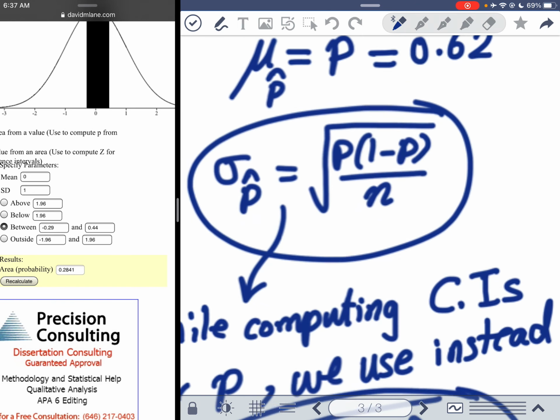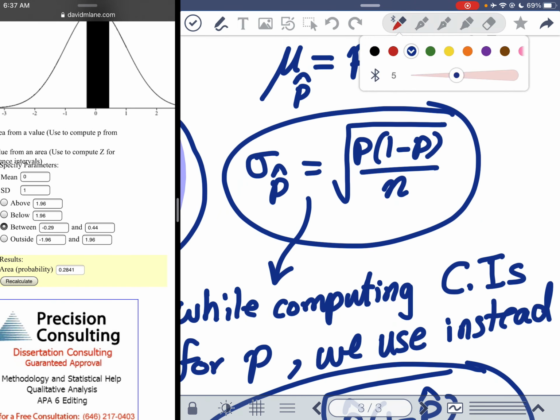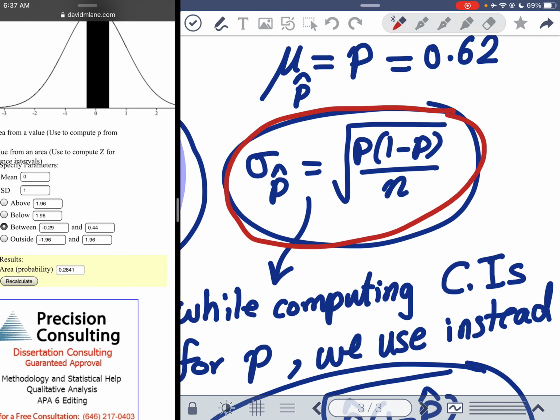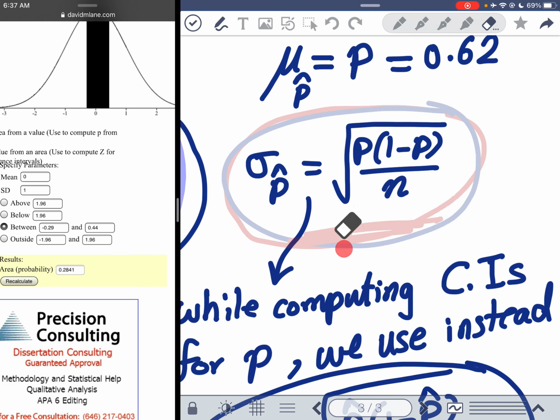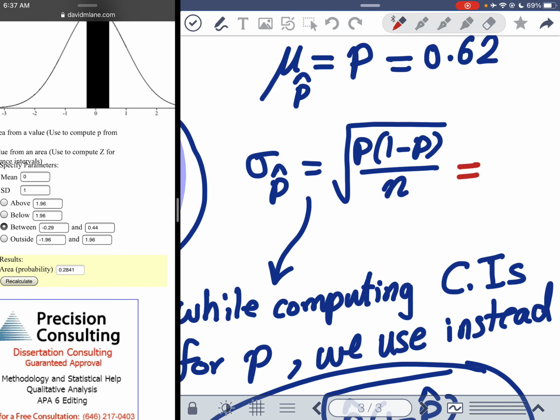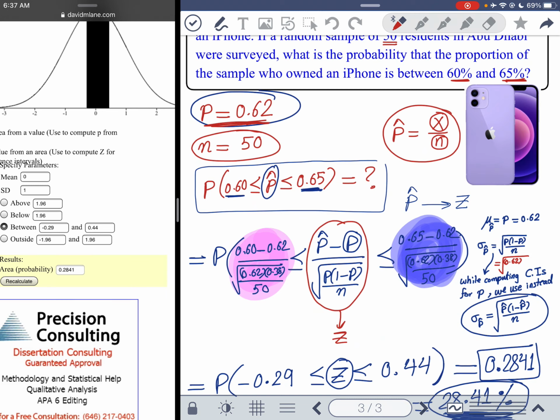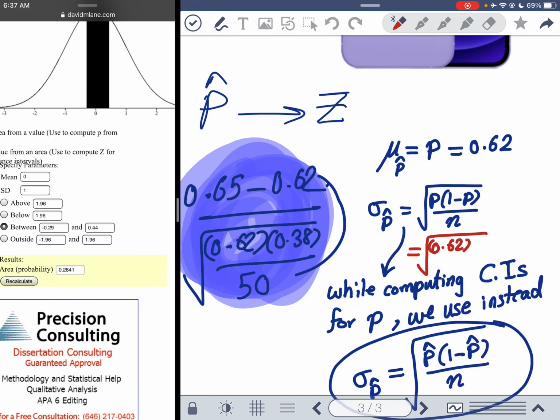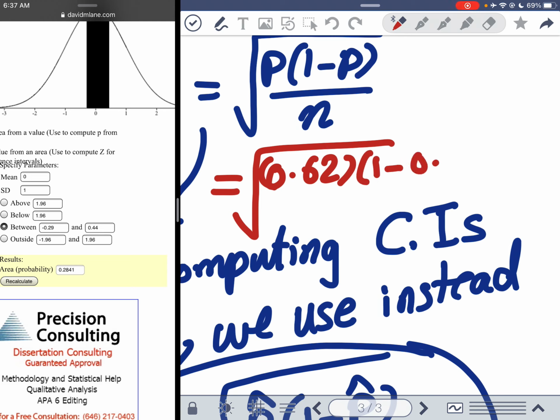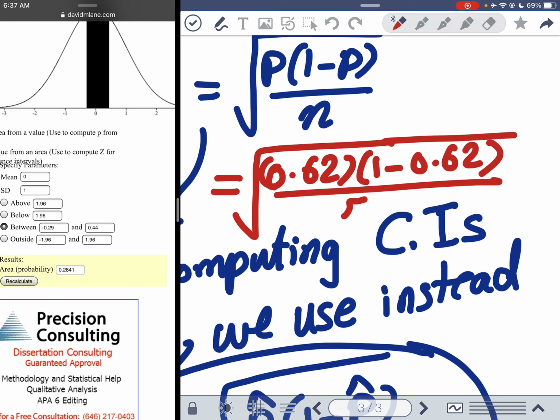But if you had the privilege of knowing p, then of course you wouldn't be looking for it, but then you can get exact, precise answers. So in our case, let's compute this. This was, in our case, 0.62. Let me write it in a place where you can see it. So this will be radical 0.62. Remember, they gave it to us at the beginning, and we know the sample size is 50 from the beginning. So 0.62 times 1 minus 0.62 over 50.